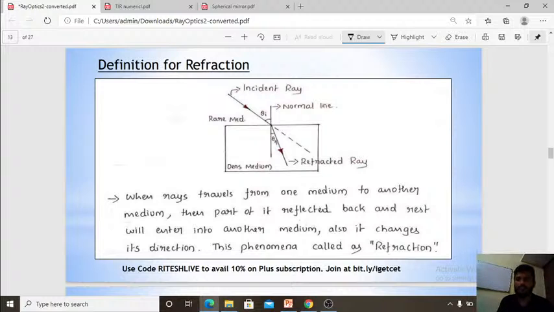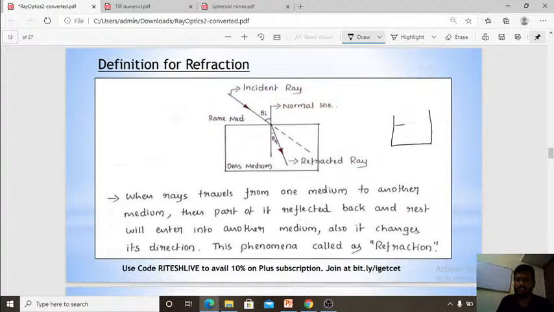If you have a glass full of water and you insert a stick, that stick will look somewhat bent. Is it right? That is due to refraction. Okay, so let me give the definition of it.